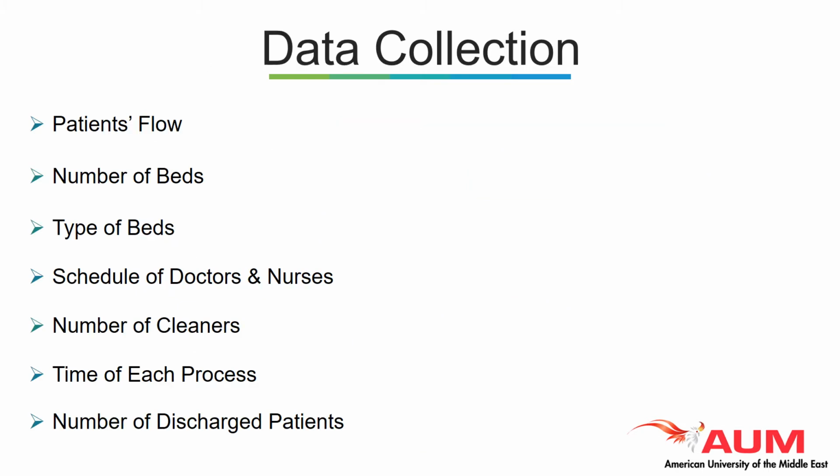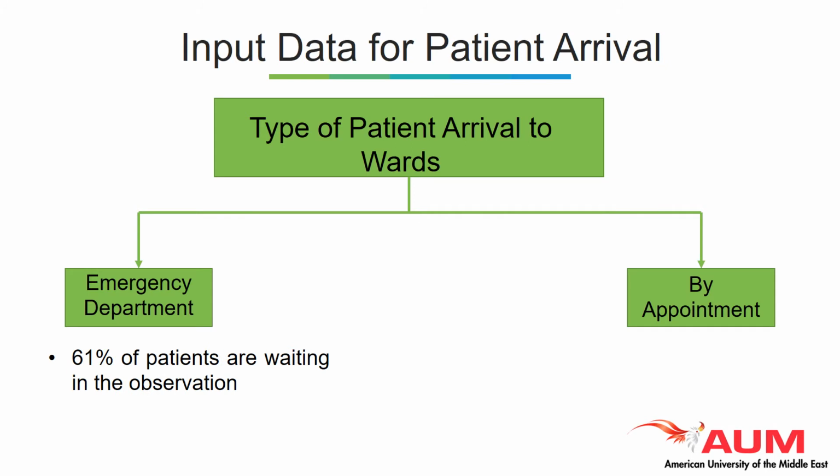In this project, we have collected many types of data, such as patient flow, number of beds, type of beds, schedule of doctors and nurses, number of cleaners, time of each process, and number of discharged patients. So after collecting the data, we note that there are 2 types of arriving patients, 2 wards.